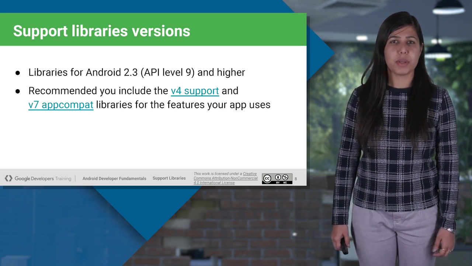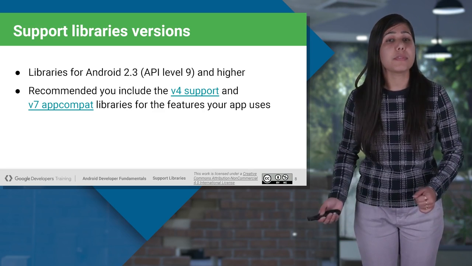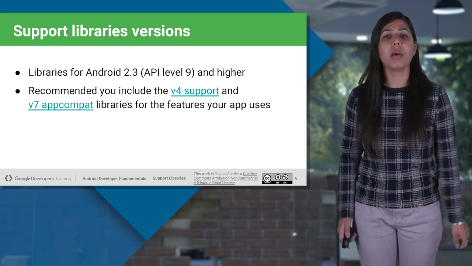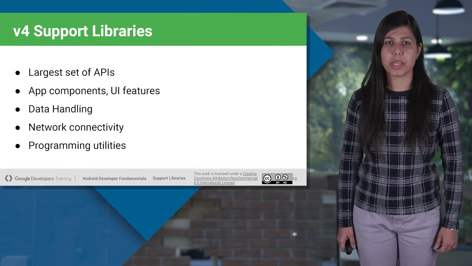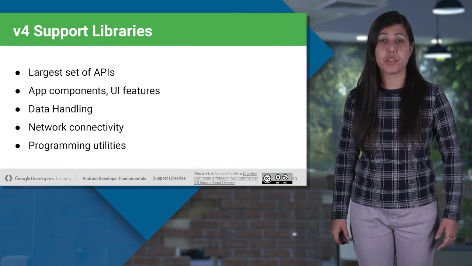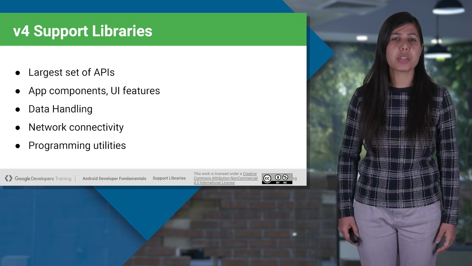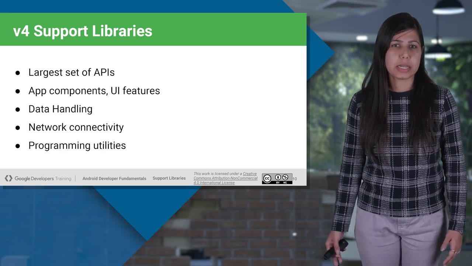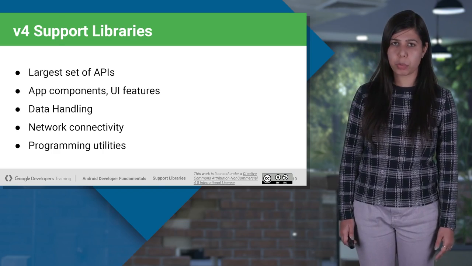There are recommended ones also: the v4 support and v7 appcompat packages, which will give you extensive features that work on the previous versions of Android and also give you some of the latest features. Now, let's discuss these packages. The v4 support library provides an extensive set of APIs that you can include inside your application development. It gives you app components, UI features, data handling, network connectivity, and of course, programming utilities. So if you want support from it, you can include this v4 support package.